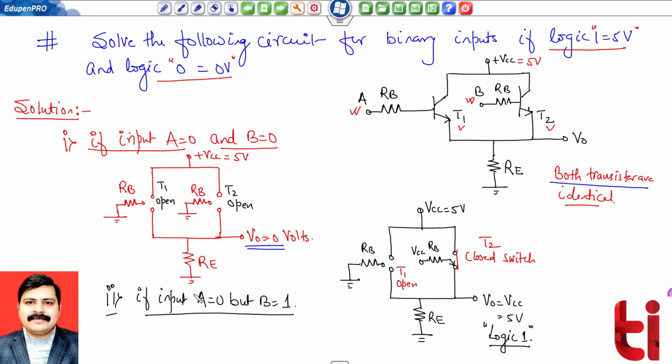Now considering the second situation, input A is 0, so over here we are connecting ground, but input B is connected to 1. As B is connected to 1, this transistor will be in saturation region and behaves like a closed switch, and V0 will be directly in contact with VCC through transistor T2. Transistor T1 is open circuited, so there will be no current through it, but there will be a closed loop because of transistor T2. So we will have output voltage V0 equal to VCC.